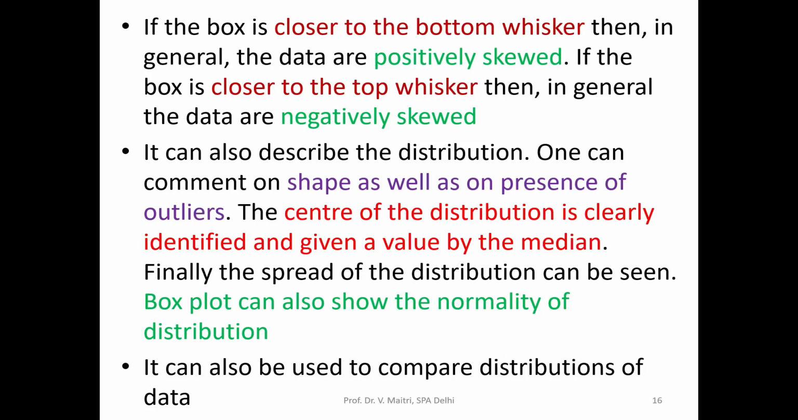So we can see positive skewness and negative skewness by looking at the box. It can also describe the distribution. One can comment on the shape as well as the presence of outliers. The center of the distribution is clearly identified by the value of the median. Finally, the spread of the distribution can be seen. So the box plot can also show the normality of the distribution.